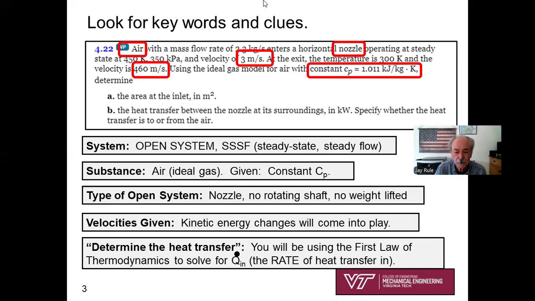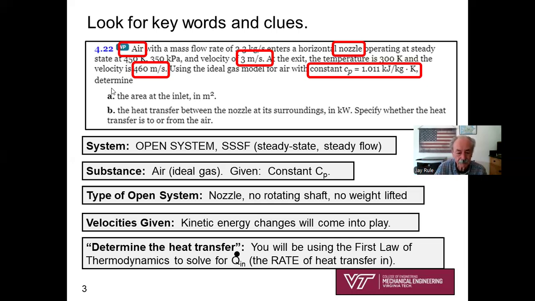You're also given velocity at the inlet and the exit. That is a clue. When you're given velocities in a problem, that is a clue that you're going to need to include changes in kinetic energy. That's an immediate clue to you.